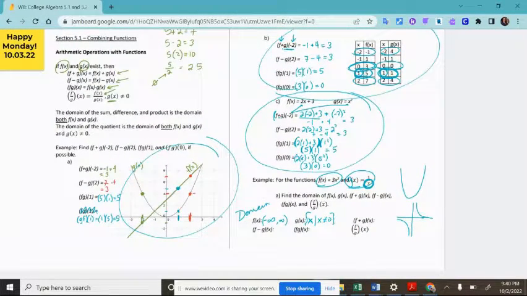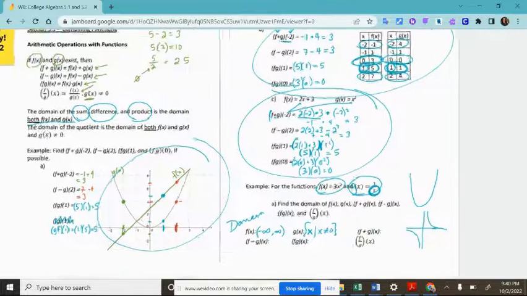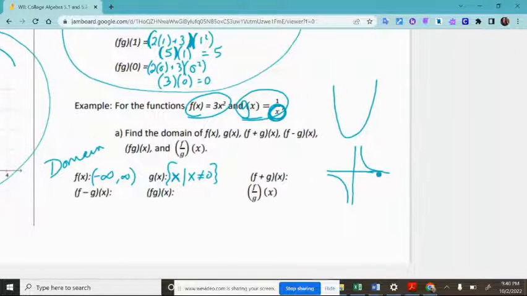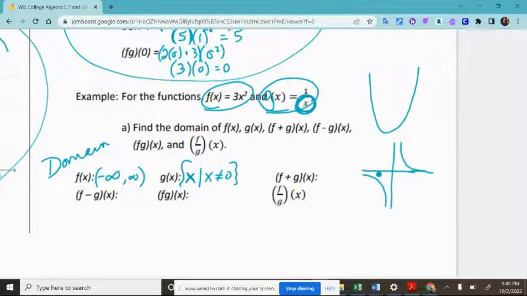And so now if we start adding, subtracting them. Okay, so the domain of the sum, difference, and product is the domain of both f and g. So no problems here. We have a problem here. So the domain of f plus g is going to be where those are both defined. So f of x was defined everywhere. G of x had some problems. So everywhere except this problem is going to be the deal.